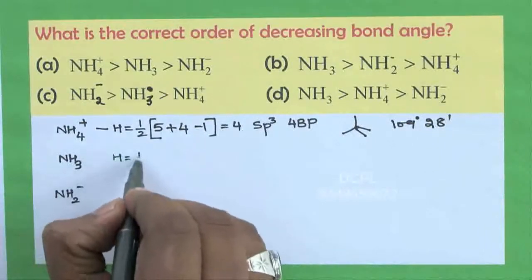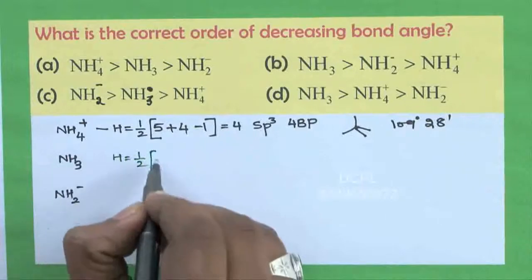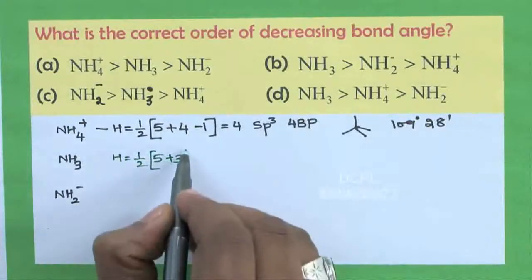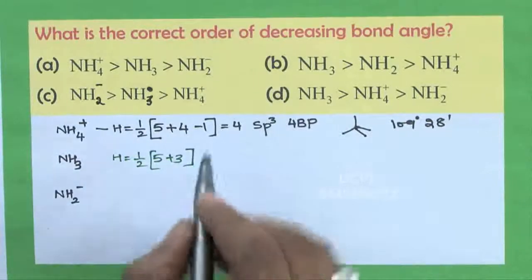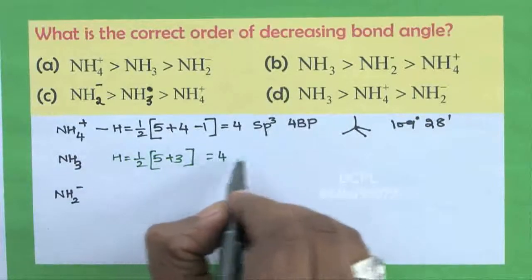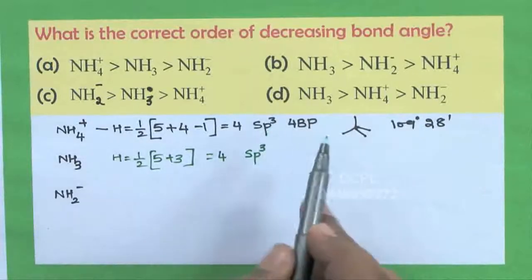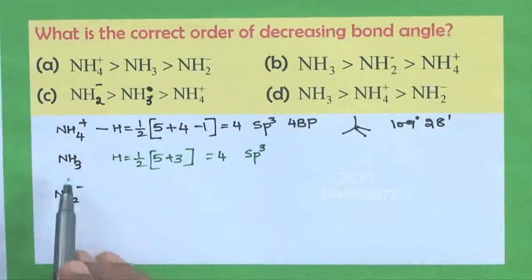Let us find the hybridization of NH3 and predict the bond angle. Hybridization of nitrogen in NH3 is half of 5 plus 3, because there are 3 monovalent hydrogens, and it does not carry any charge. So 5 plus 3 is 8, 8 by 2 is 4. Again the hybridization is sp3. Now, since the hybridizations are the same, you should consider the number of lone pairs also.